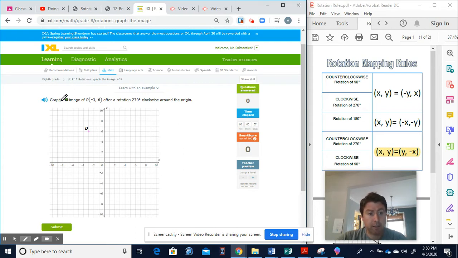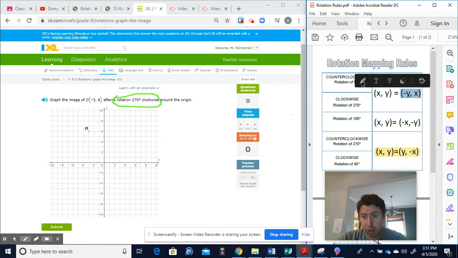What you need to do for the IXL is read what it is. So it says graph the image of D, negative 3, 6, after a rotation of 270 degrees clockwise around the origin. Okay, so this is what I want to look at. A rotation of 270 degrees clockwise, because if you look over here, here's clockwise of 270 degrees. So then I know that I'm going to be using this one right here. Yep. All right, so this is the one I want because I'm looking for a clockwise 270.